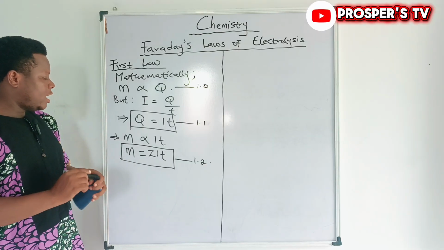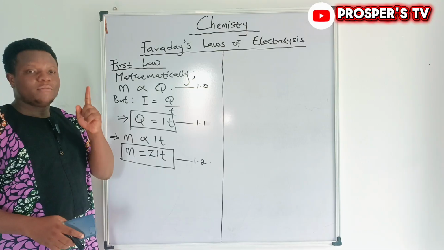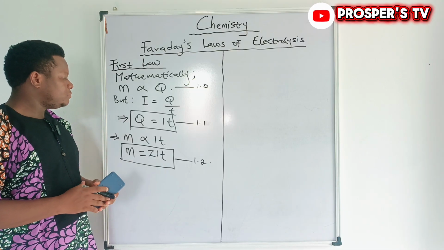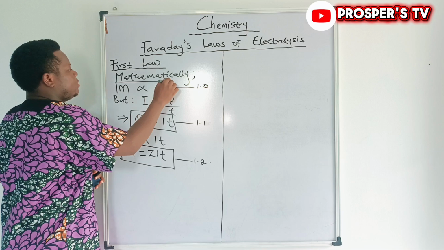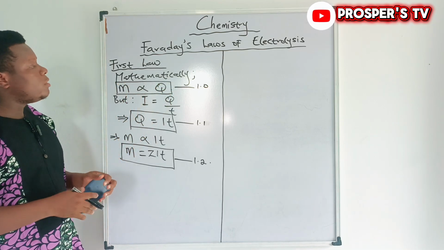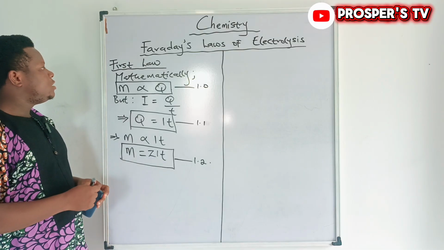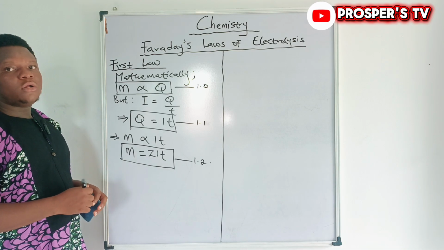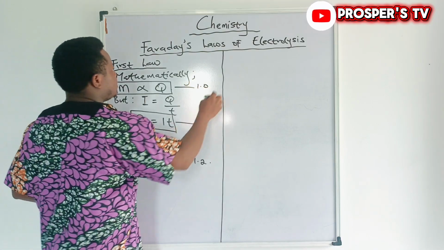So this is what we have, where this quantity here is a constant. Take note of that. So these are the relevant equations that can be gotten from the first law of electrolysis. They're going to come in handy. Now let's talk about the second law of electrolysis quickly.